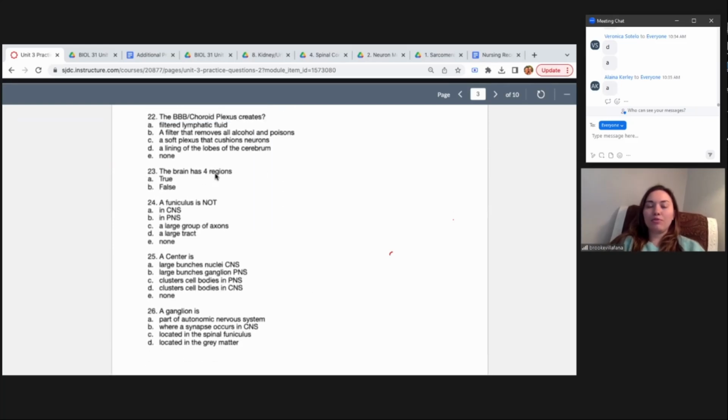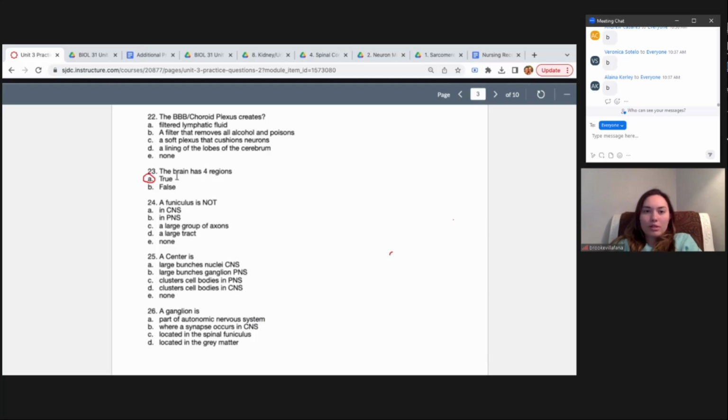The brain has 4 regions. Is this true or false? You guys are making me second guess myself. Let's see. I used to always get confused on this. Yeah, so 4 regions of the brain. So I double checked my notes just to make sure. So the answer here is true.